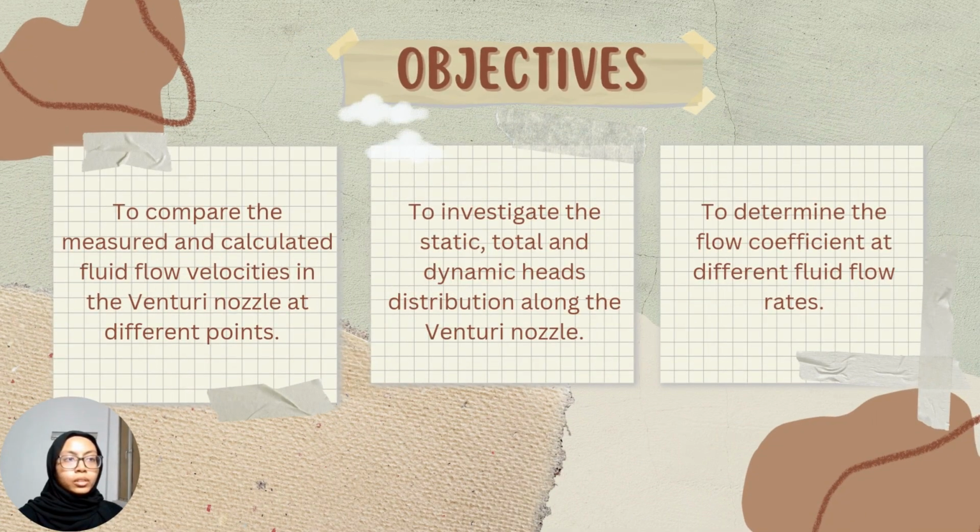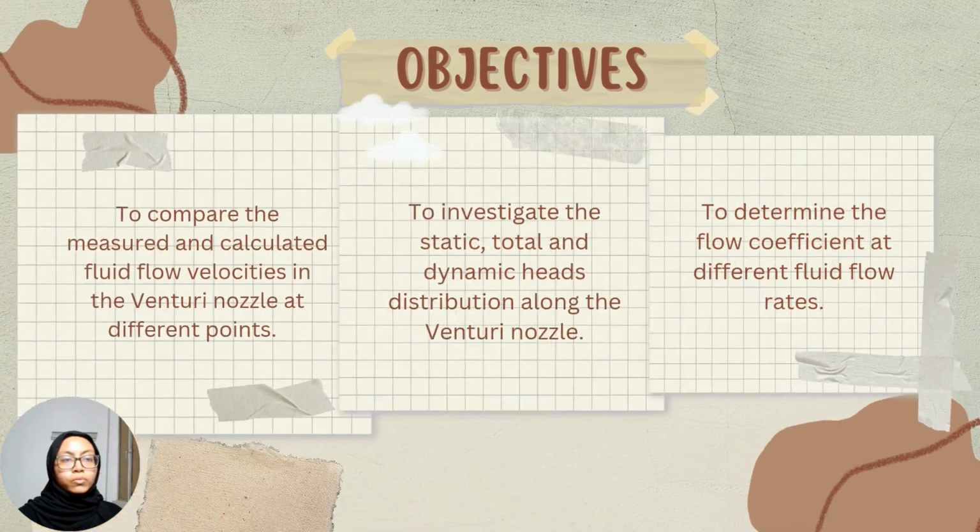Next is objective. The first objective is to compare the measured and calculated fluid flow velocities in the venturi nozzle at different points. Second, to investigate the static, total and the dynamic head distribution along the venturi nozzle. Third, to determine the flow coefficient at different fluid flow rates.